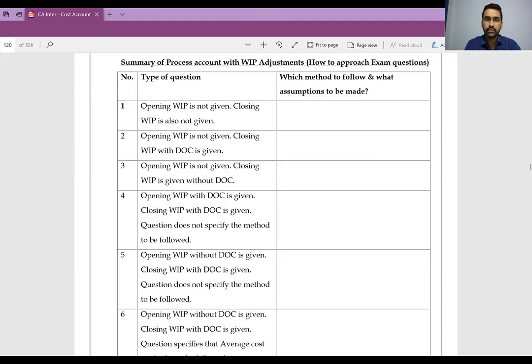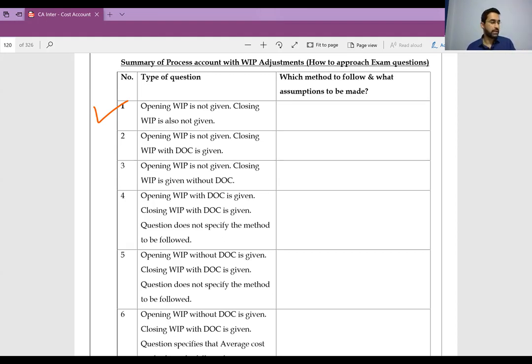Possible question number 1. Opening WIP is not given. Closing WIP is also not given. Now tell me, is FIFO method or average cost method relevant? No. Why not? The FIFO method and the average cost method become relevant only if you have opening WIP in the question. I repeat, I'm very sorry, not closing WIP, it is opening WIP.